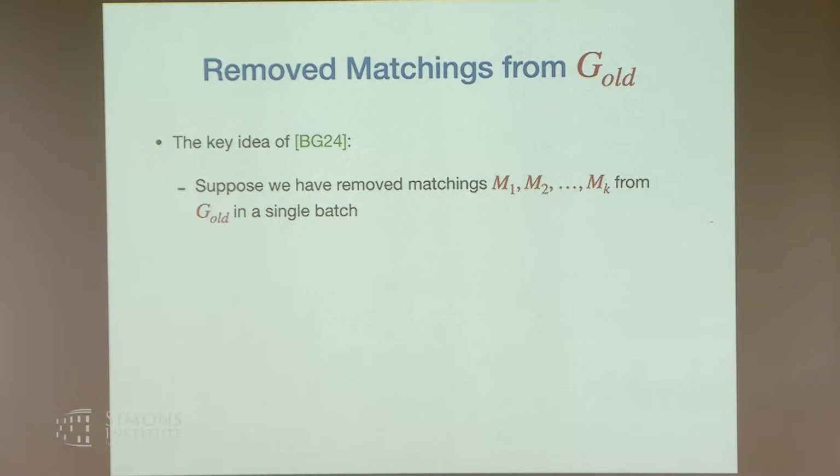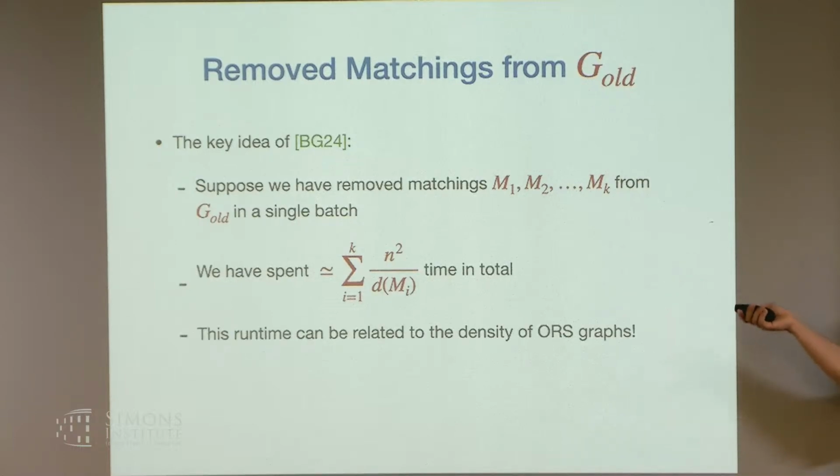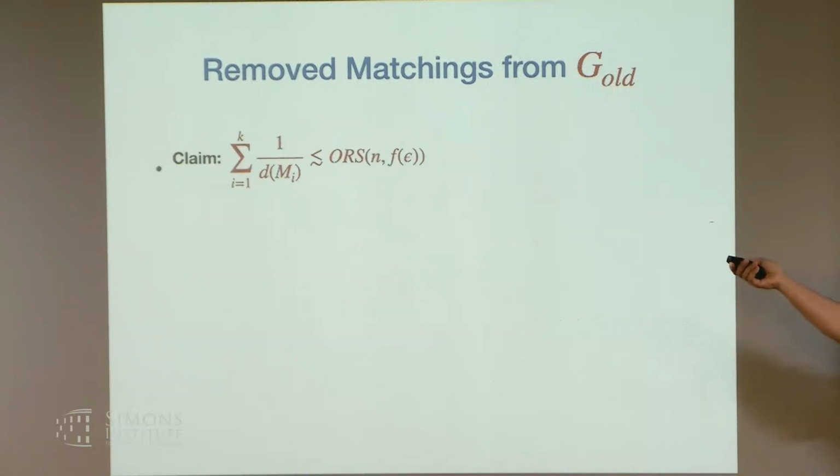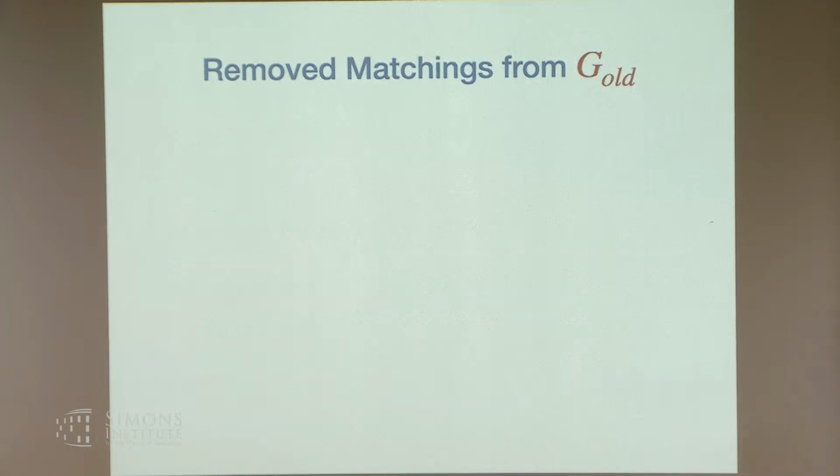And this is really the key idea that Sohail and Alma had. Suppose you have removed a bunch of matchings M1, M2 to MK in a single batch. This is the time you spend on this graph G alt. Then by this sublinear type algorithm we had, this is the runtime it had. And this quantity, they are going to relate to the density of ORS graphs. How? More or less, I'm going to claim that the summation of 1 over d of Mi can be upper bounded by the density of ORS graphs. Looking at the audience, I'm not going to prove this. I will skip this part. This can be proven.